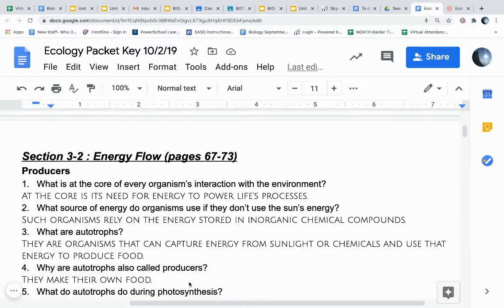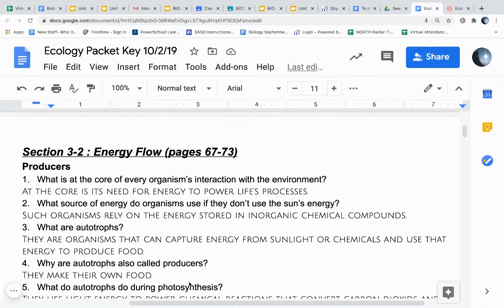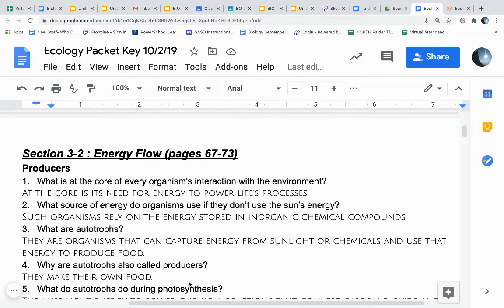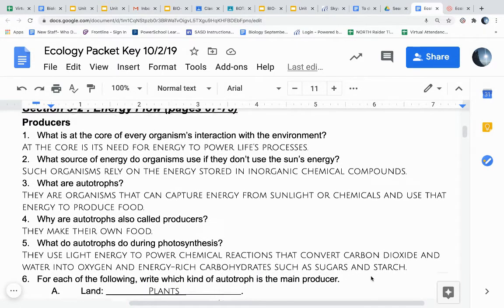What do autotrophs do during photosynthesis? So essentially they take in light energy, CO2, and water, and use it to produce oxygen and sugars. So that's what it says here, sugars like starch.